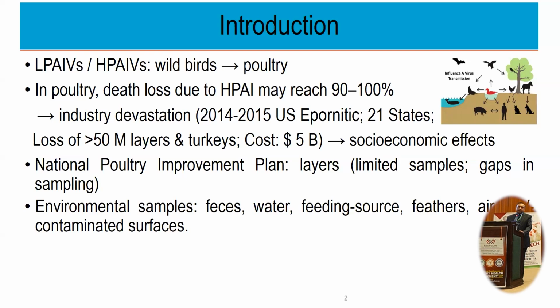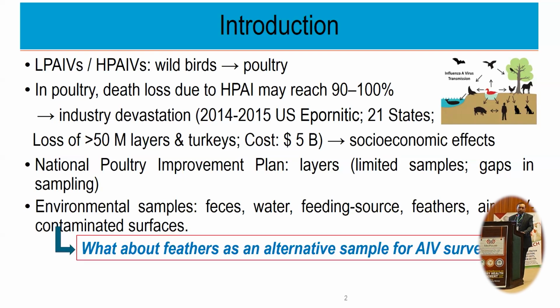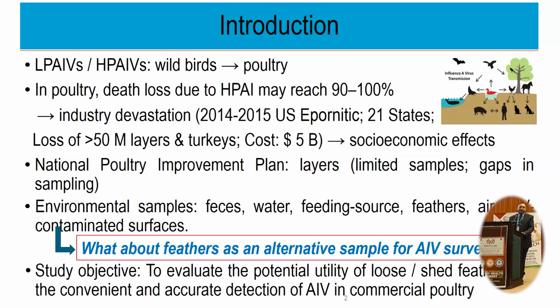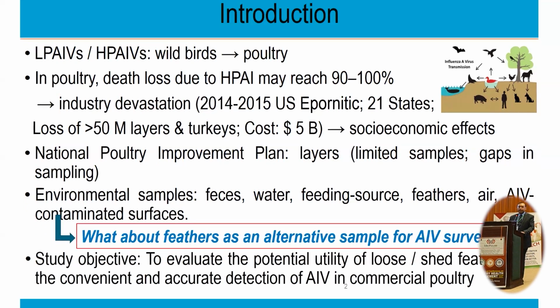Therefore, my advisor and I started to think about and discuss the gaps in the National Poultry Improvement Plan of the US, because sampling is done only a limited number of times and on a limited number of samples per flock, no matter how big the flock size is. So we started to think about environmental samples such as feces, water, feeding sources, feathers, and air, and we found out that feathers are very limitedly used. They are non-invasive, convenient to collect, and also meet the animal welfare requirements. So we said, why don't we use the feathers for detection of avian influenza virus from commercial poultry? And this study is all about that.